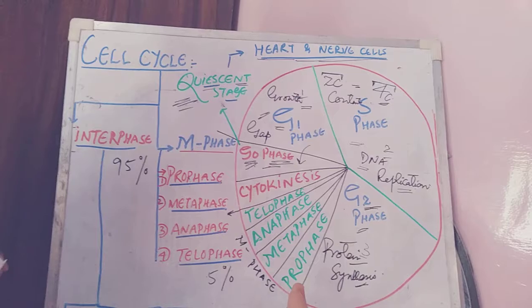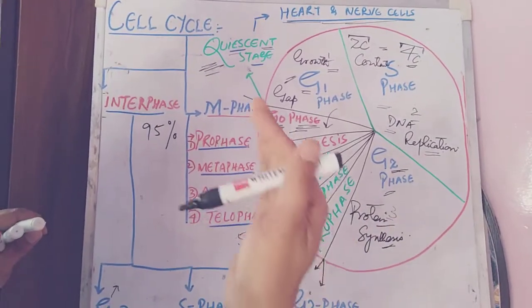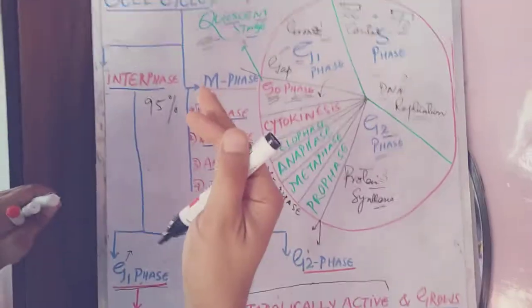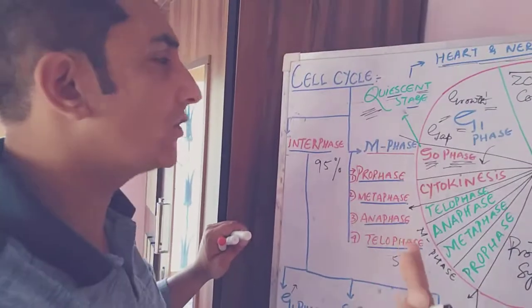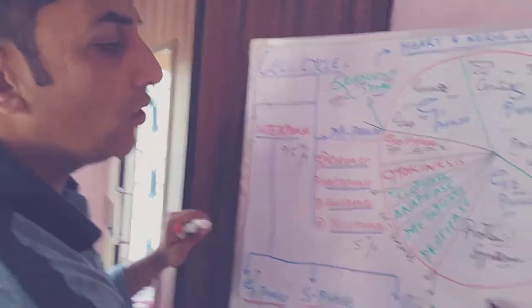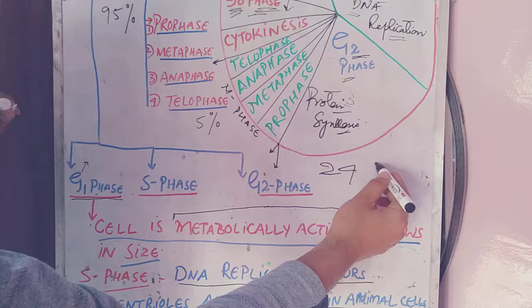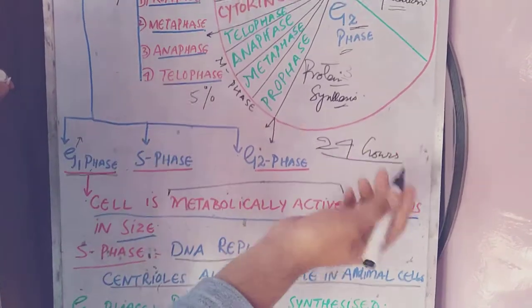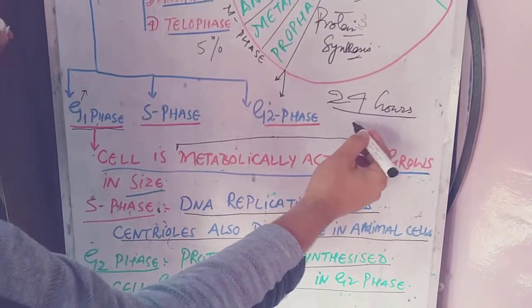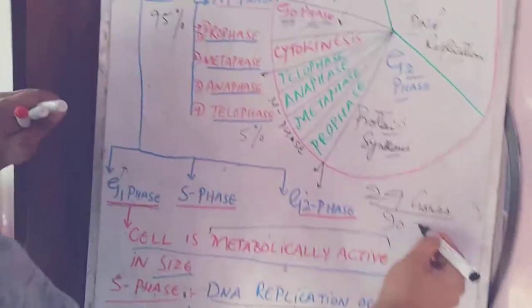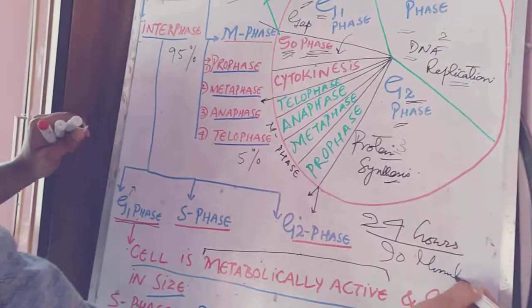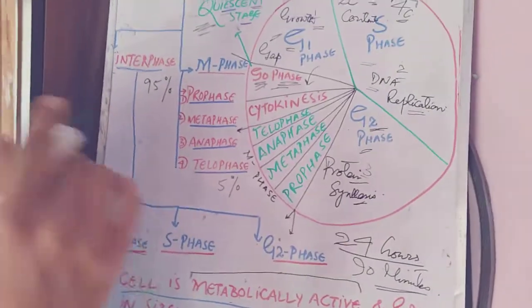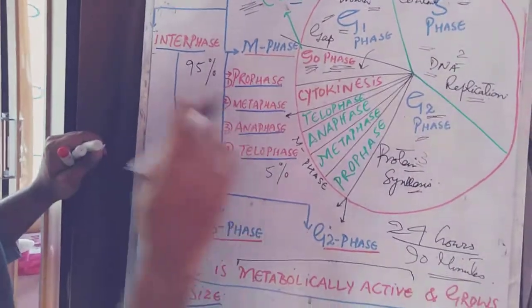One last point I will discuss over here is that the time taken for the cell cycle varies from cell to cell. For example, in case of human cells, the time taken for cell cycle by a cell is 24 hours. But in case of the yeast cells, they only take about 90 minutes to divide. So this is all about the interphase. In the next lecture we shall deal with the mitosis.